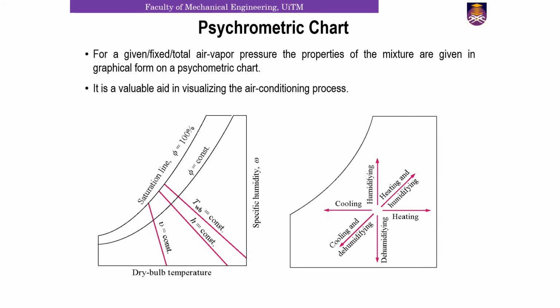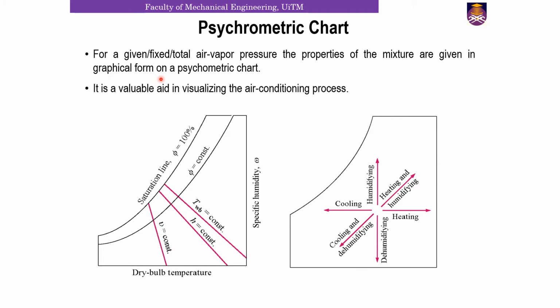Okay, so we will now begin with our next part, which is the psychrometric chart. As you can see here, we have the psychrometric chart shown almost like a shoe design, right? We will see how it looks like. So for a given fixed total air vapor pressure, the properties of the mixture are given in graphical form on a psychrometric chart.